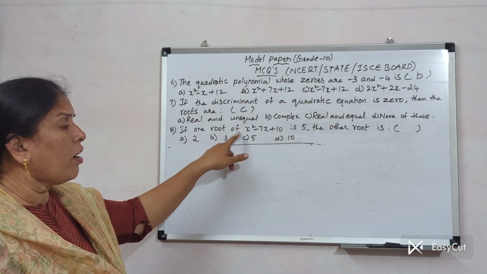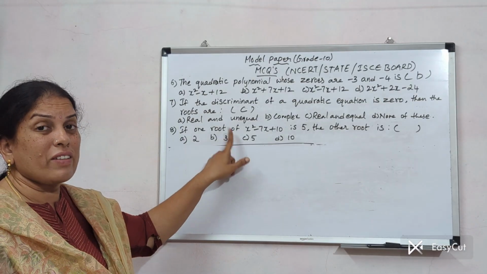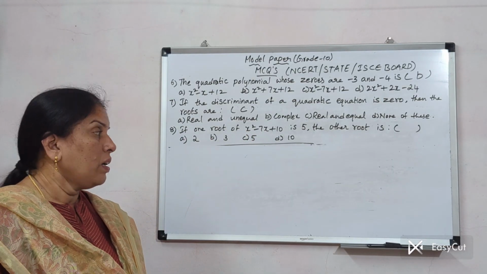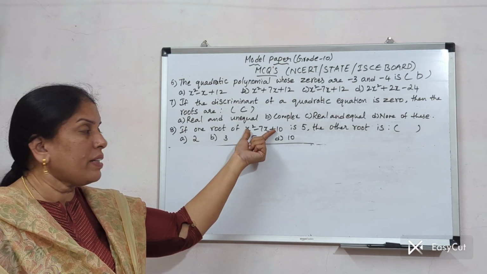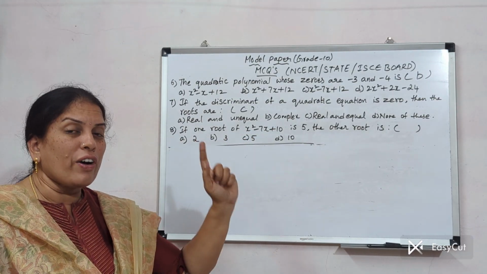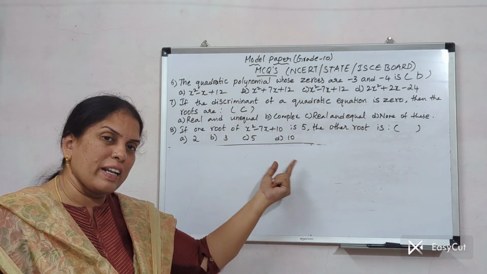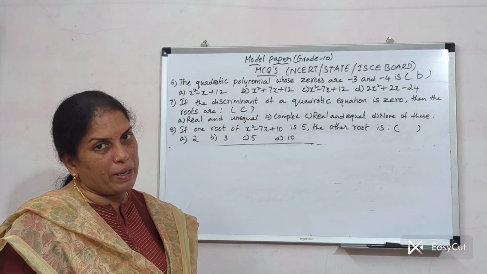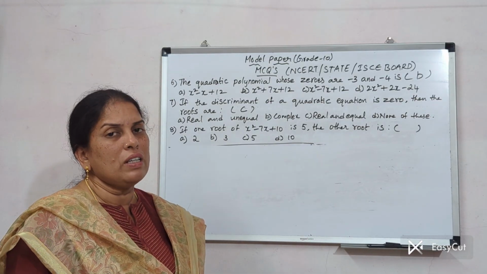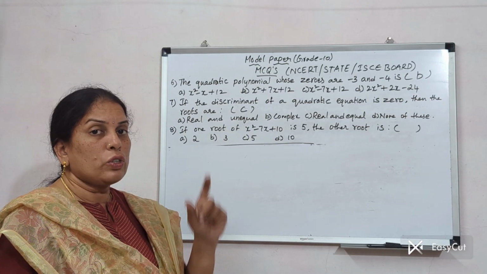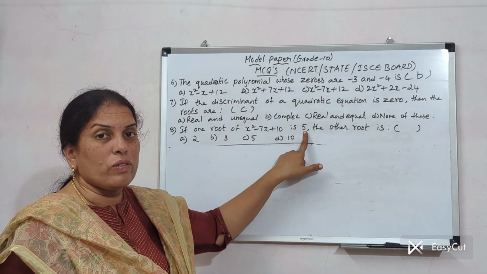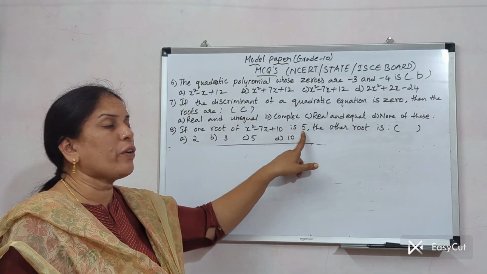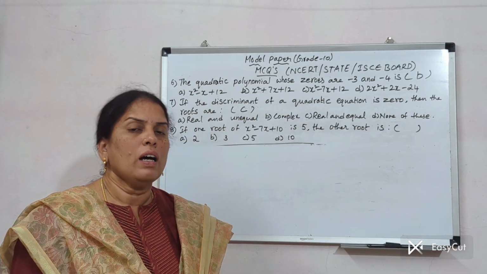If one root of x square minus 7x plus 10 is given. This is a quadratic polynomial, and they have given one root. If alpha and beta are the roots of a quadratic polynomial, then alpha plus beta is equal to minus b by a, and alpha beta equals c by a. All of you understood? Two roots. They have given only one root, that is 5, and they told us to find the other root.